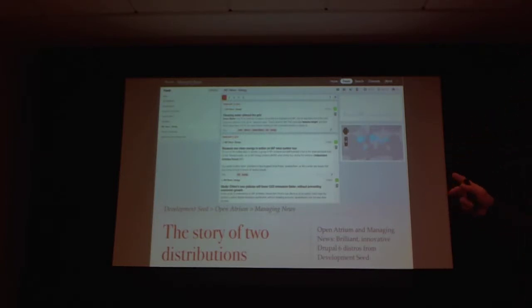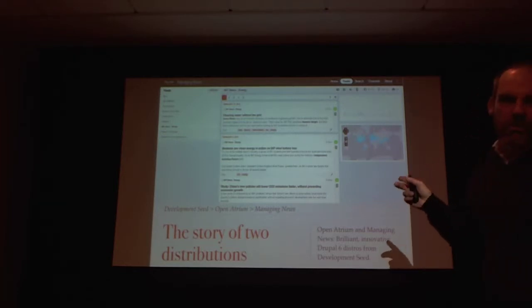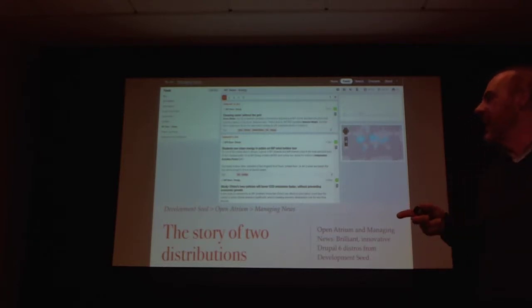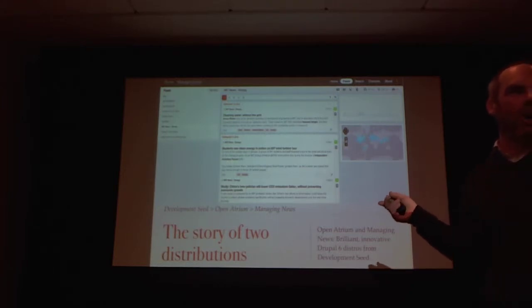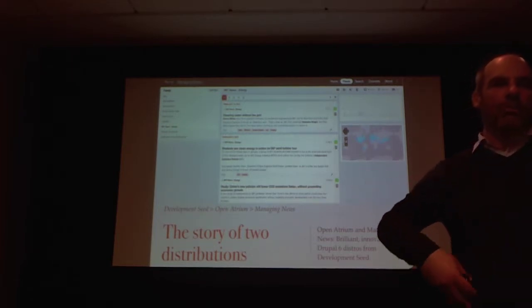So this is actually a detour, but I think this is an important point I want to make. Does anybody know Managing News distribution? Yes. It was developed by Development Seed in 2009. And I think it's the most brilliant thing that's ever come along. It had so much really cool functionality in it. And the other day, the page of developers popped up.